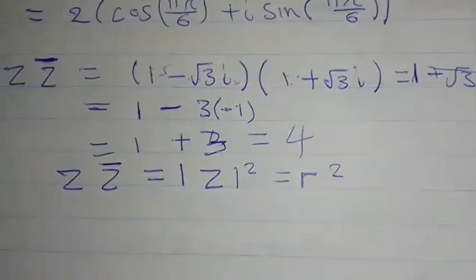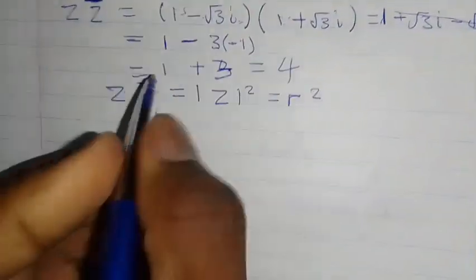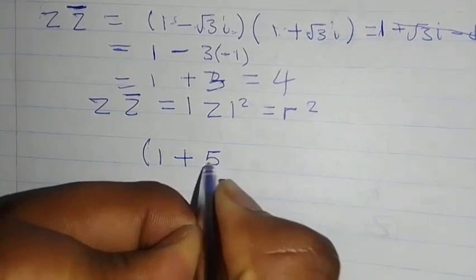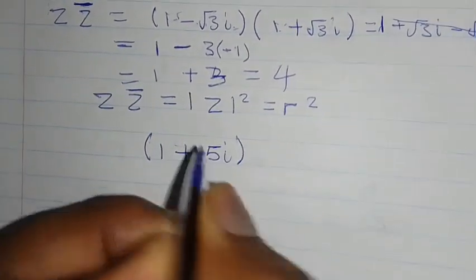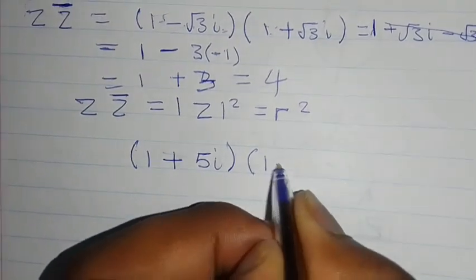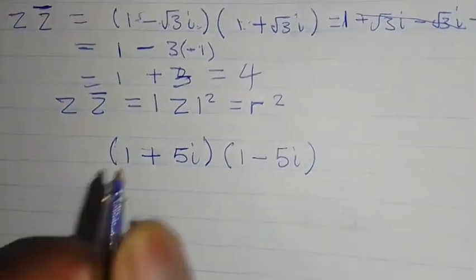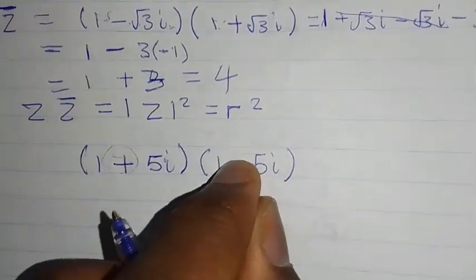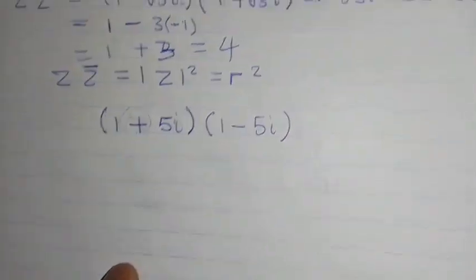If you look into that, for the conjugate, you just swap the sign. So if you look at this one, 1 plus 5i, if you multiply this by its conjugate, then you'll have 1 minus 5i. You just technically swap the sign. If it's positive, you put negative, and if it's negative, you put positive. That will be the conjugate.